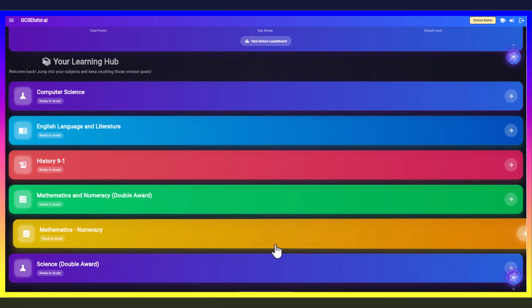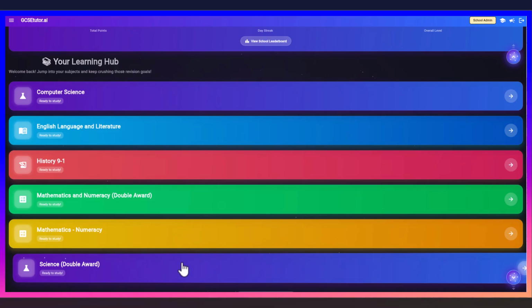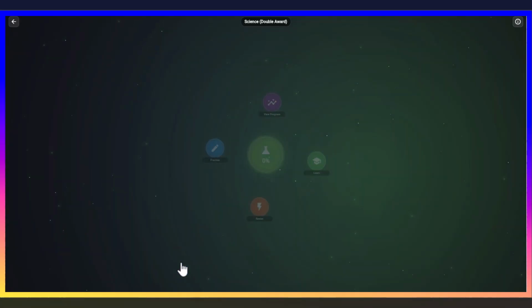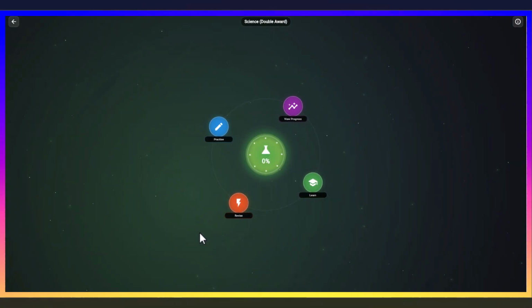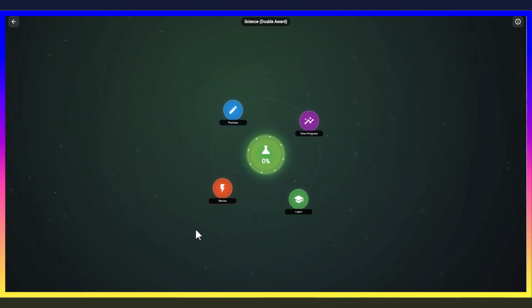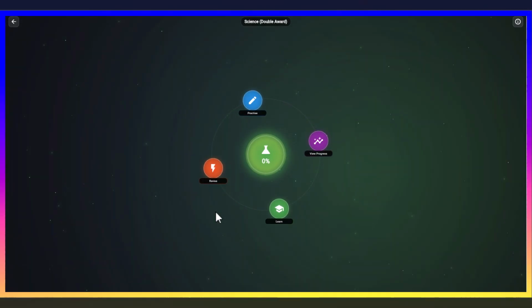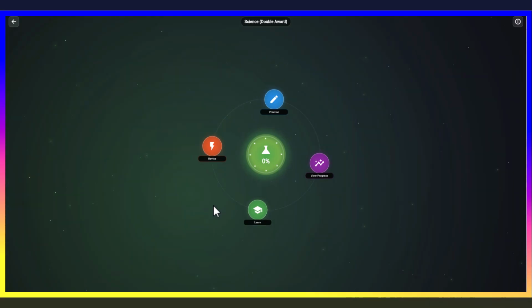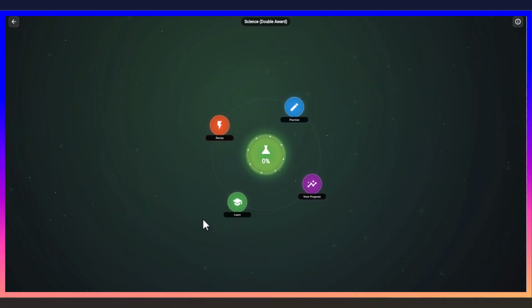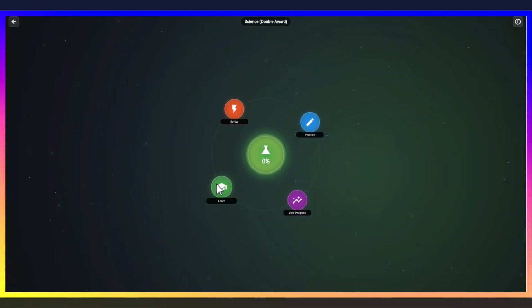Okay, so we're going to go through electrolysis, and we're going to use the WJEC Science Double Award module that's installed on GCSEtutor.ai. So within any subject, you have the ability to go through and have a lesson on every line in the syllabus.